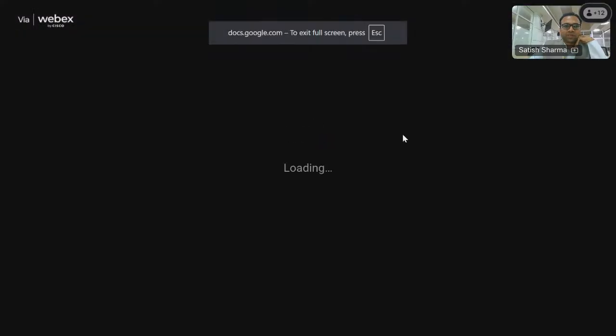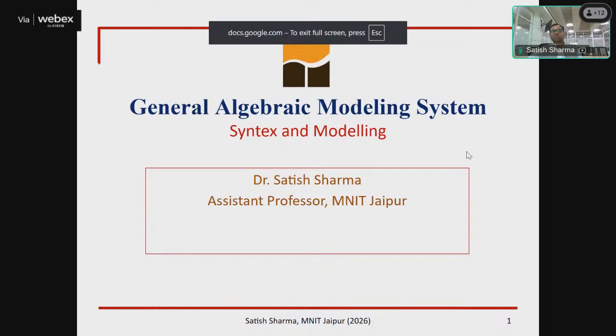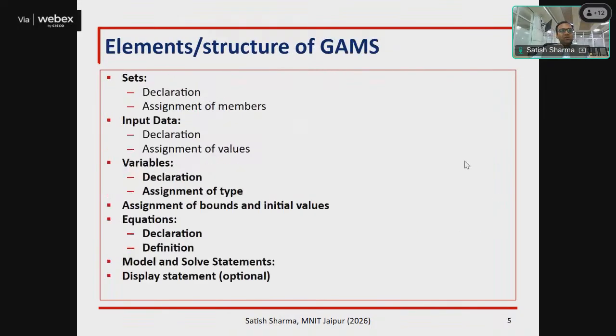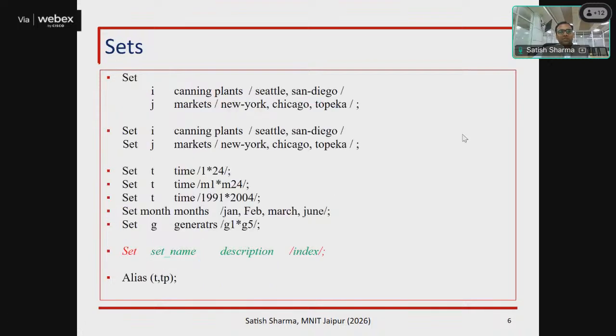We were discussing how the GAMS structure looks like, and we discussed this part. These are the various elements in GAMS programming, and you can see the very first is sets. So you have to define different sets here.